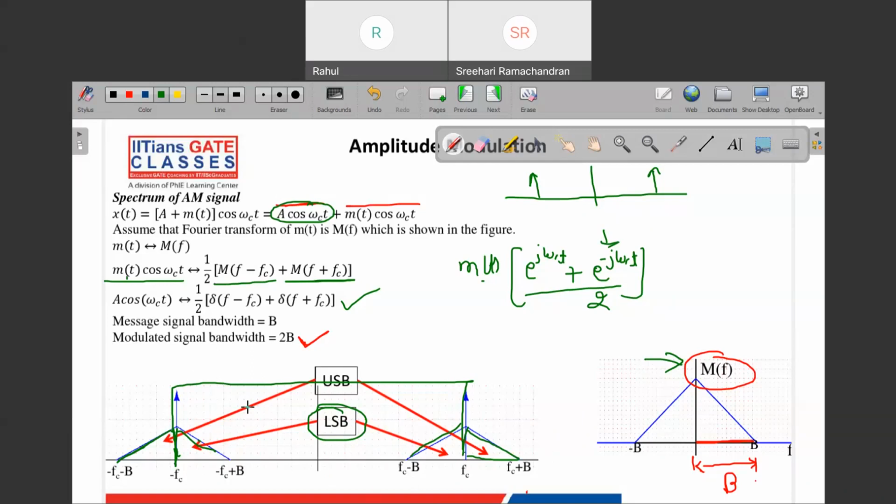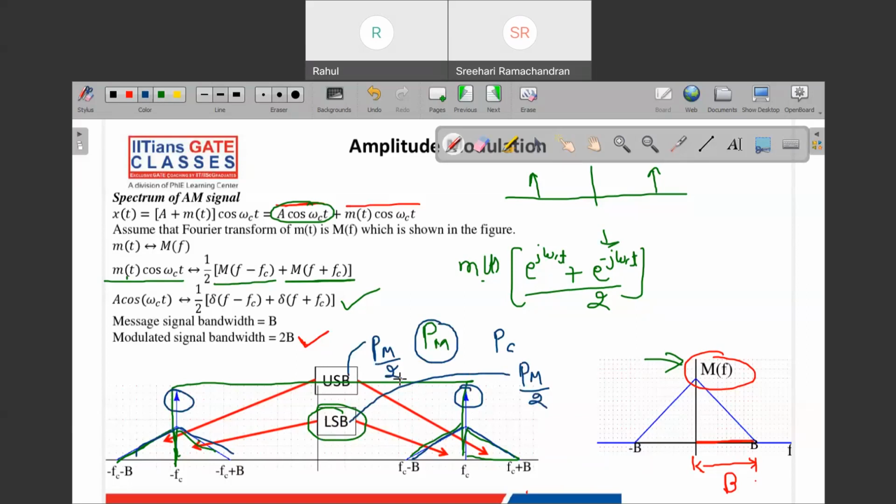Now let's assume the message power is Pm. The message power is actually the power of this triangle plus this triangle, and the carrier power, which is Pc, is the power of this impulse plus the power of this impulse. Now here we have a message power which is equal to Pm. So the power in the lower sideband will be equal to Pm by 2, and power in the upper sideband will be equal to Pm by 2. Once you add these two, that will give you the total message power.